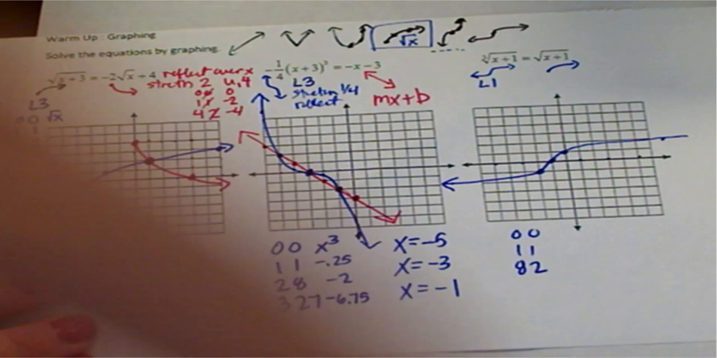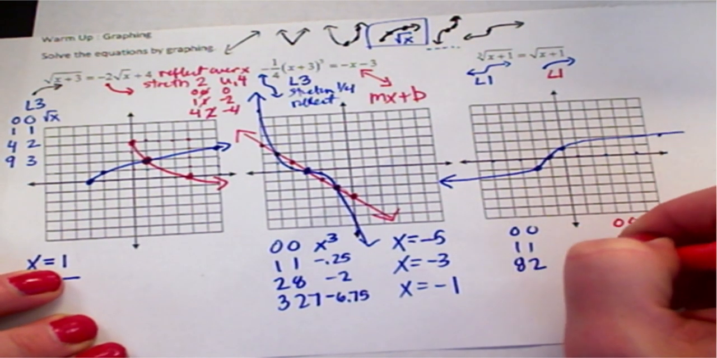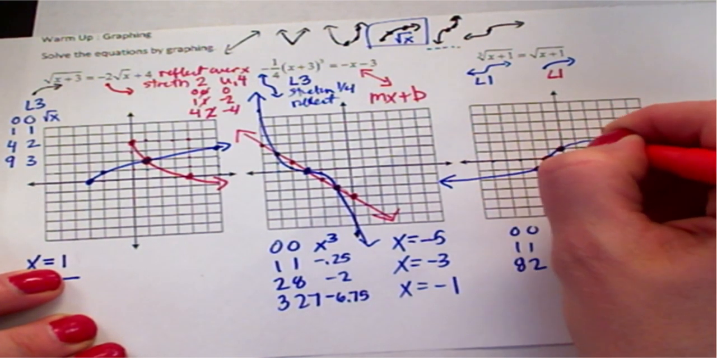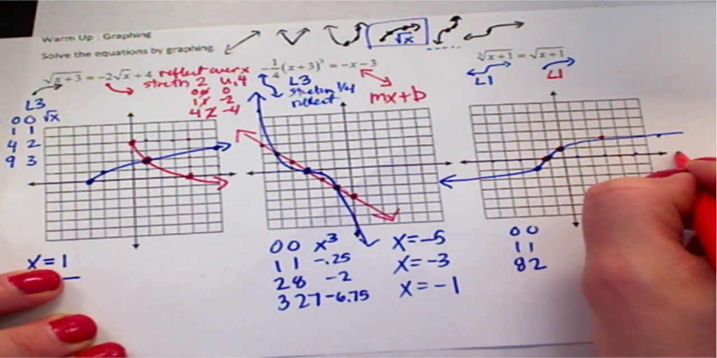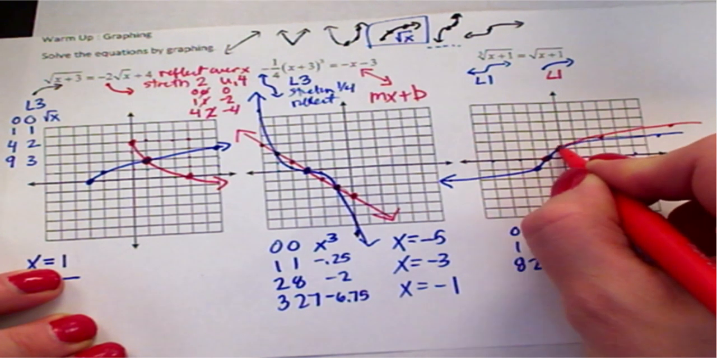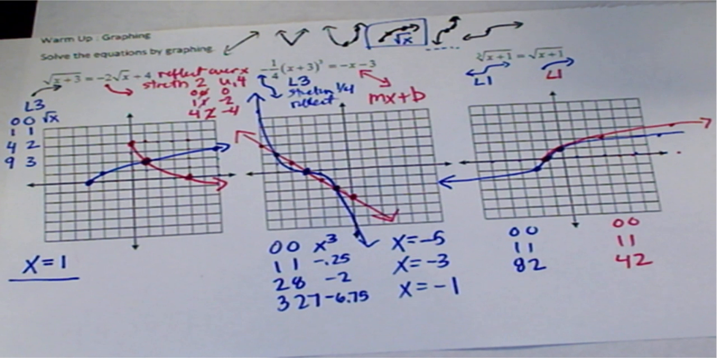Okay. This is also left 1. 0, 0, 1, 1, 4, 2. 4, 2, 5, 6, 7, 8, 9, 3. Now, I did that 9, 3 because you can tell that the square root graph is getting bigger faster than the cube root graph. They're not going to cross again.